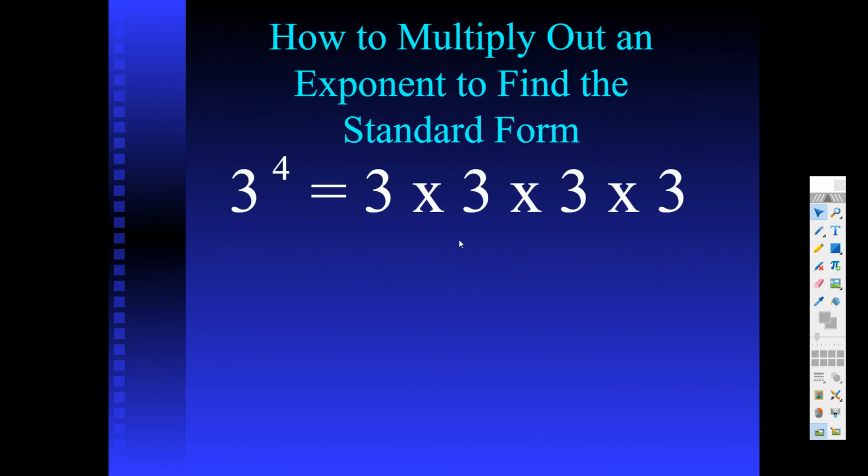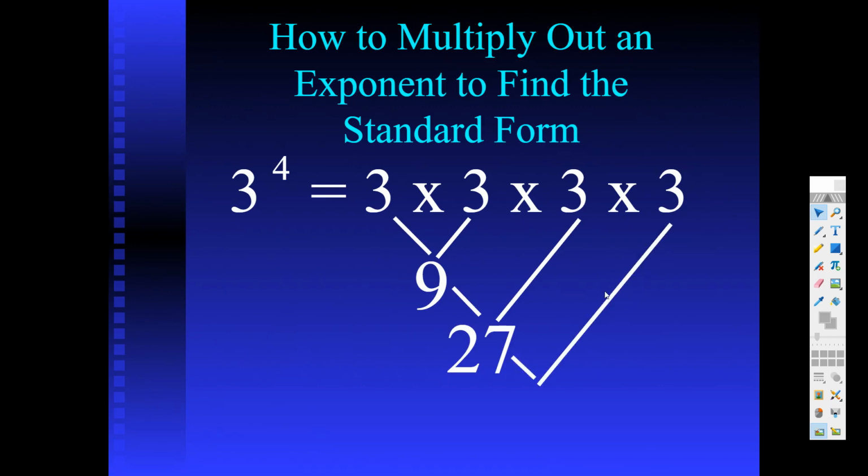Okay, so how do you multiply? Again, once you have the exponent expanded, we can go 2 numbers at a time. 3 times 3 would be 9, then bring everything down. 9 times 3 would be 27, then bring the last one down. 27 times 3 would be 81.